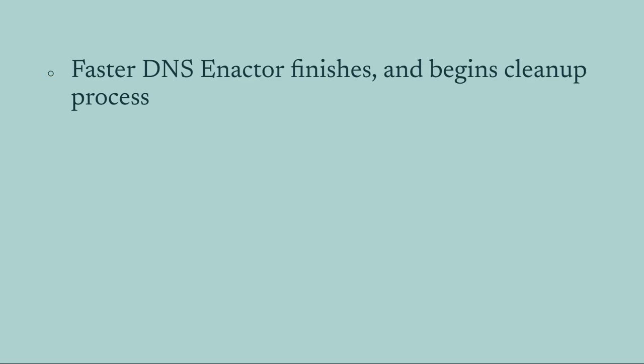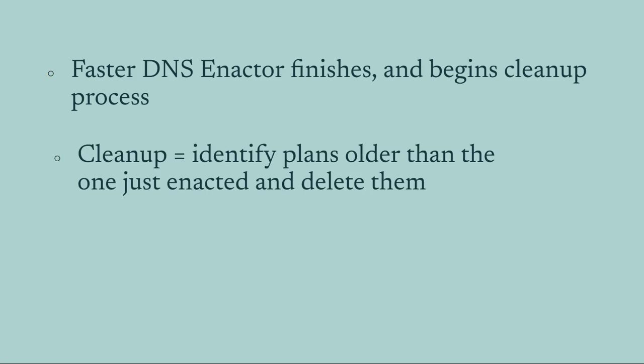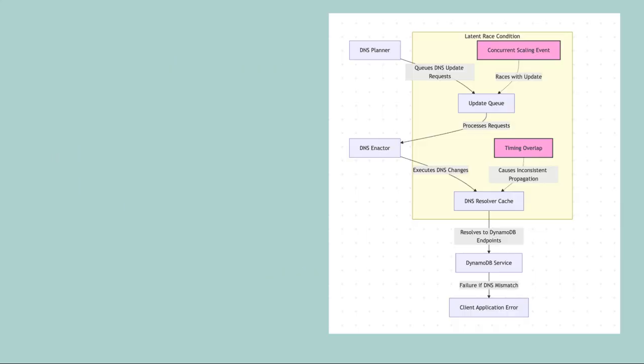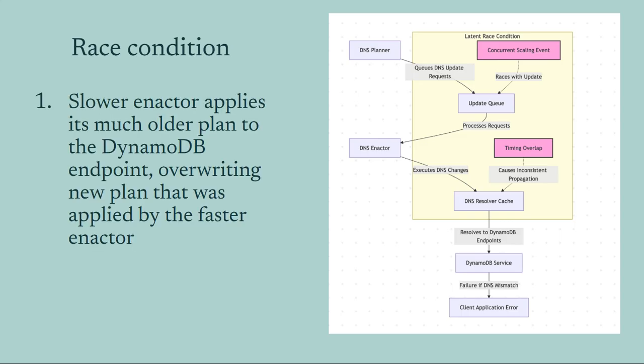The second, faster DNS enactor then finishes working through its endpoints, and so begins its cleanup process, which takes place every time a DNS enactor finishes enacting a new plan. The cleanup process identifies and deletes plans that are older than the one that was just applied, and this is where we run into trouble. At the same time that the faster DNS enactor initiated its cleanup process, the slower DNS enactor applied its stale plan to the DynamoDB endpoint, overriding the newer plan that was just enacted by the faster DNS enactor.